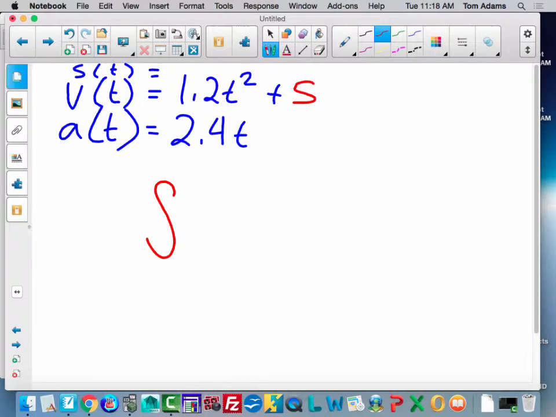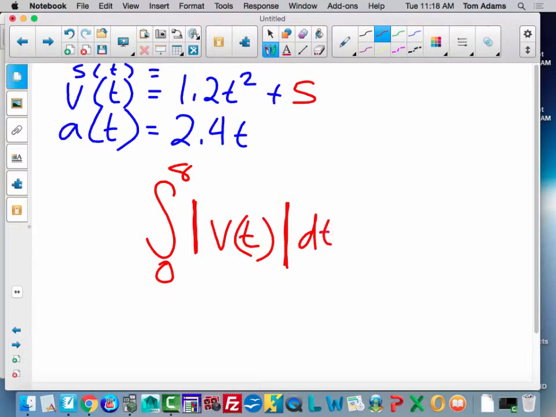We said that if we go from 0 to 8 of the absolute value of v of t, then we would get the distance traveled, right? So this is the way that we find the total distance traveled. Okay? Can we do that?